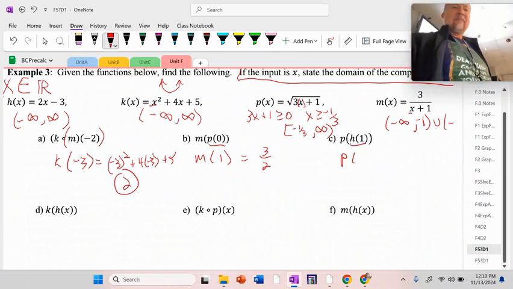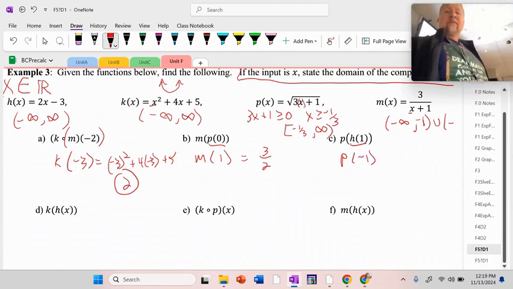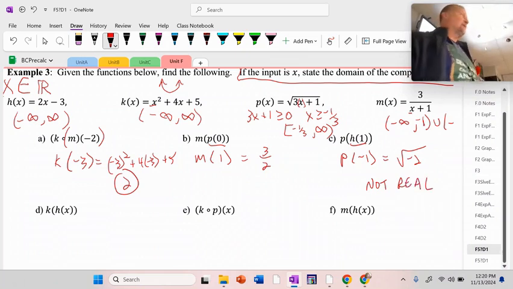Okay. H of 1: 2 times 1, is that negative 1? And then what's P of negative 1? Oh no. You would say on this one, not real. Isn't that the square root of negative 2? So not real. It's not DNE. It exists, it's just not real. Even though you do get negative 2, you write that in as the answer there.